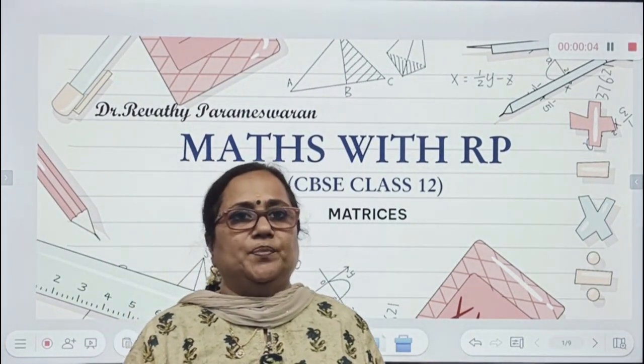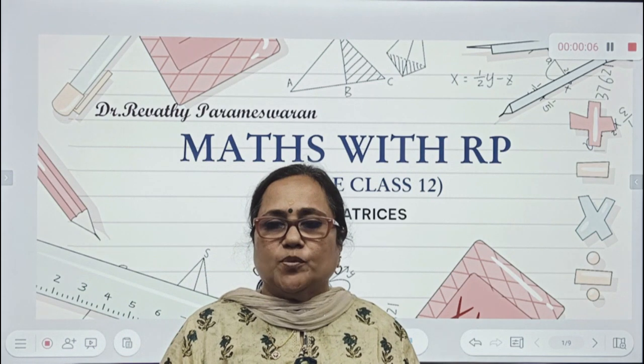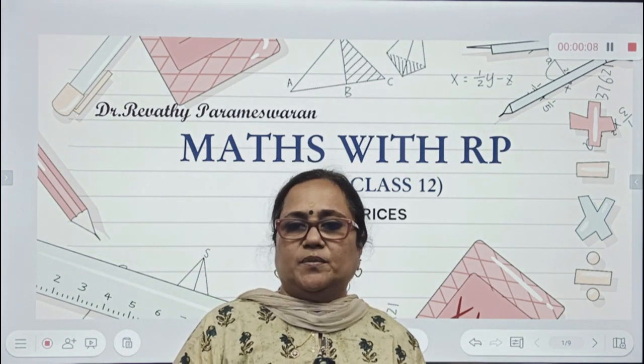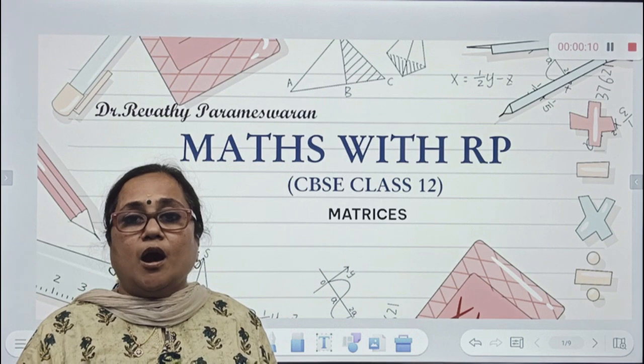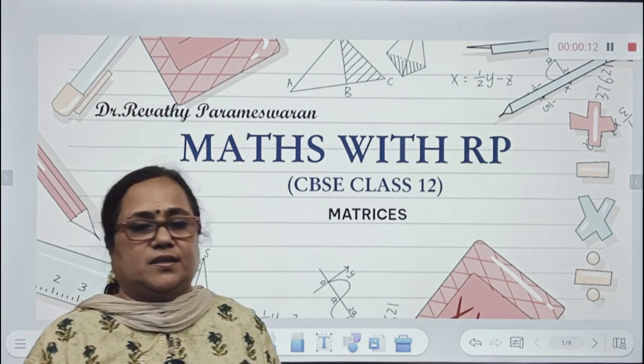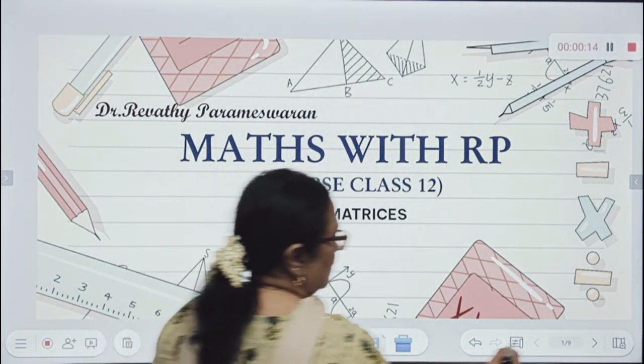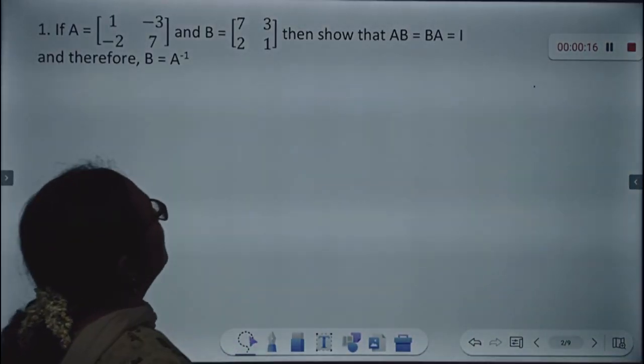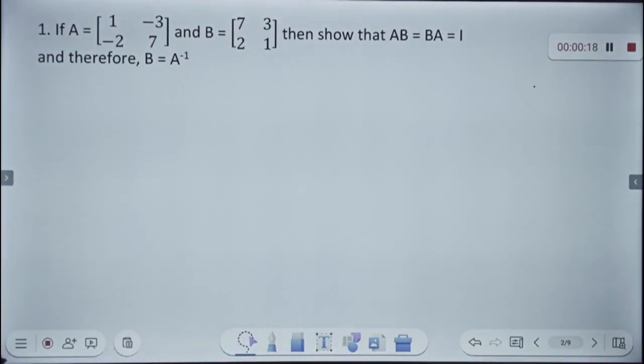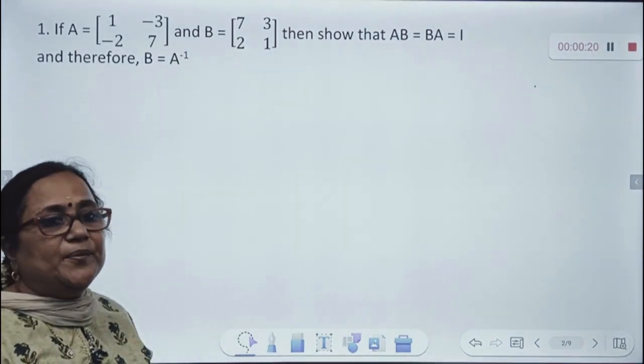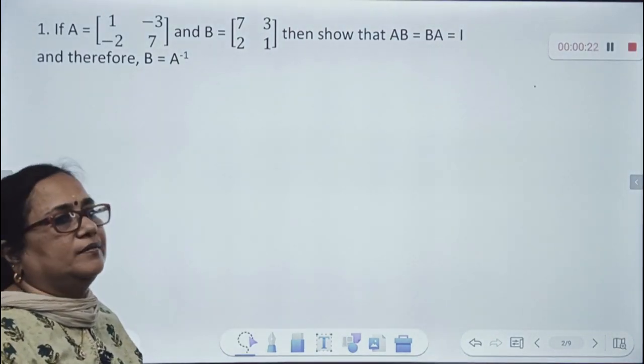Today we are going to be discussing matrices and determinants, in particular how to find the inverse of a matrix. Now you are given two matrices and you are asked to show AB equal to BA equal to I.